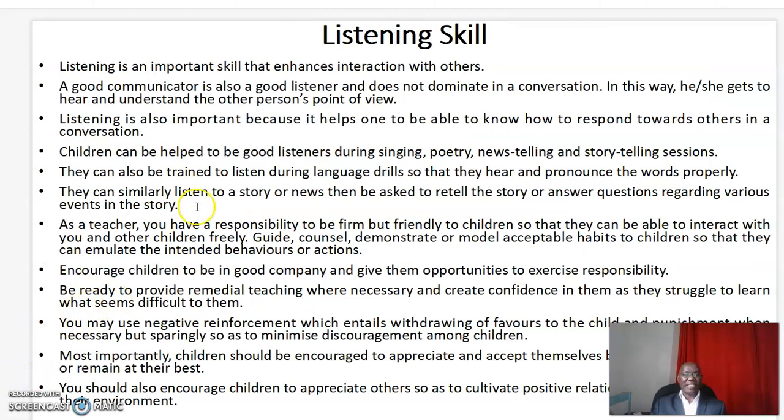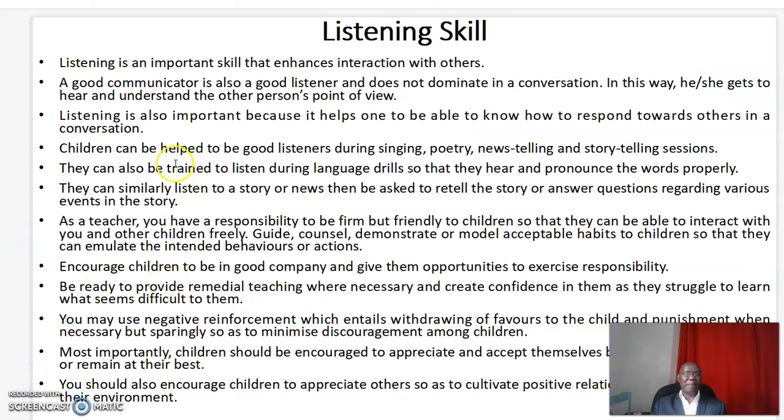And finally, the listening skills. Listening is an important skill that enhances interaction with others. A good communicator is also a good listener, and does not dominate in the conversation. In this way, he or she gets to hear and understand the other person's point of view.